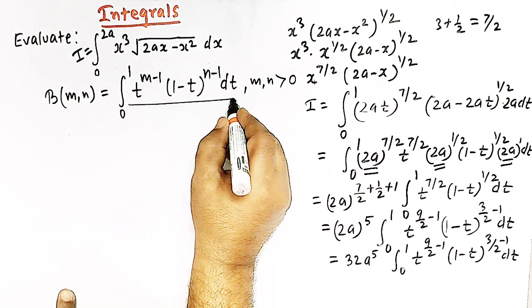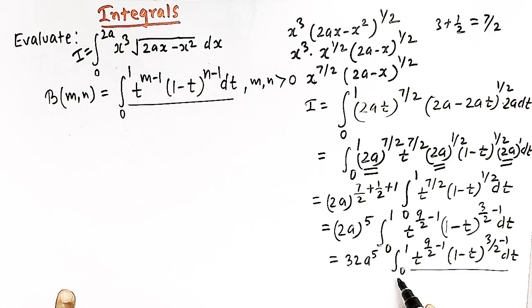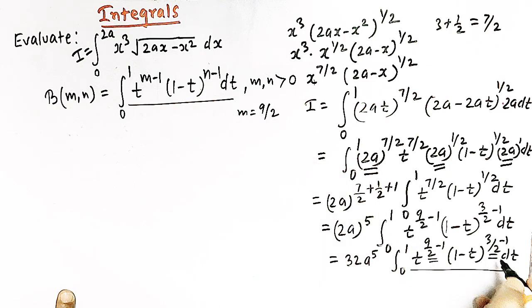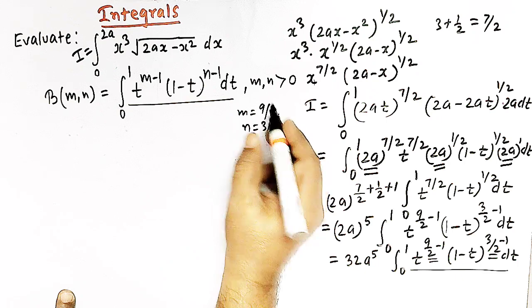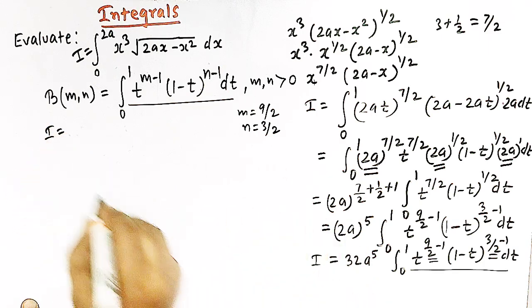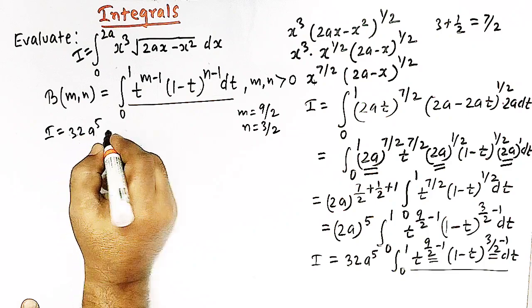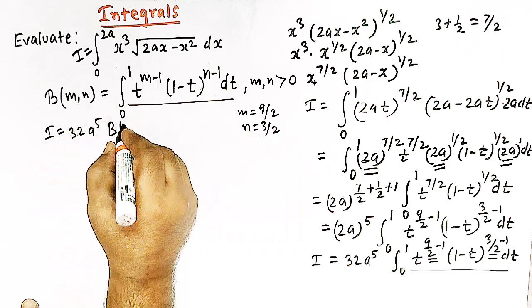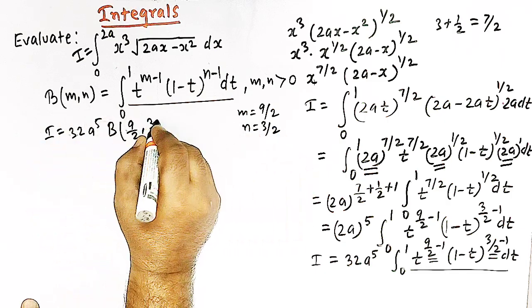So now if we compare this integral with this one, then here we have 0 to 1, and t raised to 9 by 2 minus 1, 1 minus t raised to 3 by 2 minus 1. So the value of m is equal to 9 over 2, and the value of n is 3 over 2, and both m and n are greater than 0. Right? So now the integral I can be represented as 32a raised to 5, and here we have the beta function, that is beta m comma n, and we have 9 by 2 comma 3 by 2.